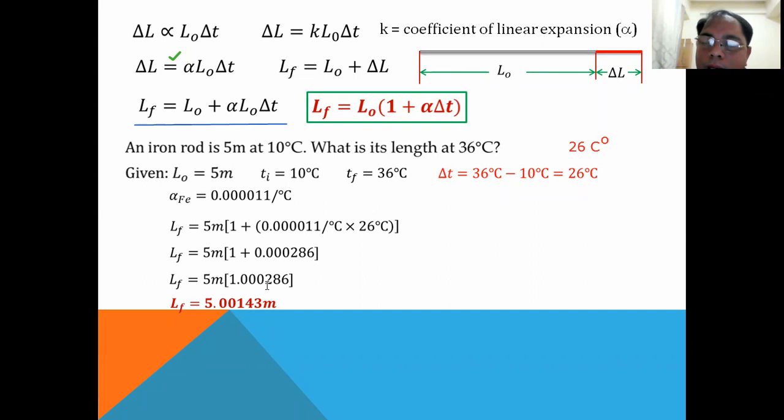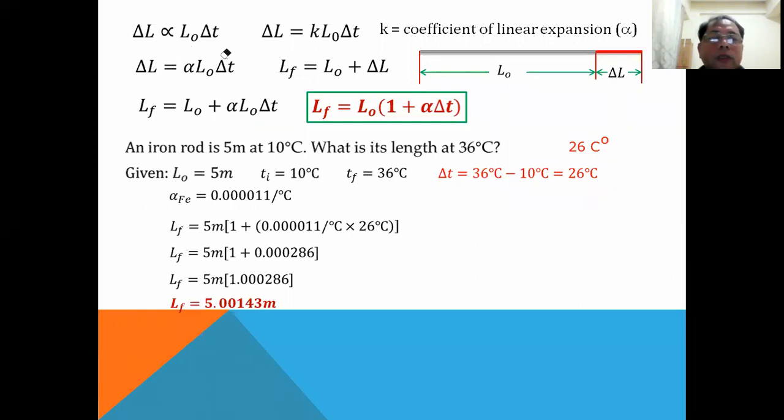But somehow, you will notice that if you have a location or a place where you're putting that metal, and it is actually 5 centimeters exactly, when you heat it up, it will not fit anymore. Why will it not fit? Because it already expanded. Now, for you to make it fit that area or location, you have to cool down the iron first before it can fit wherever you want to place it.